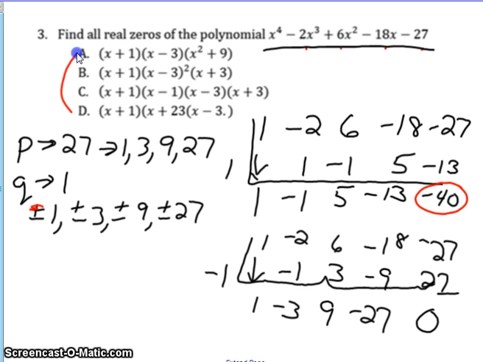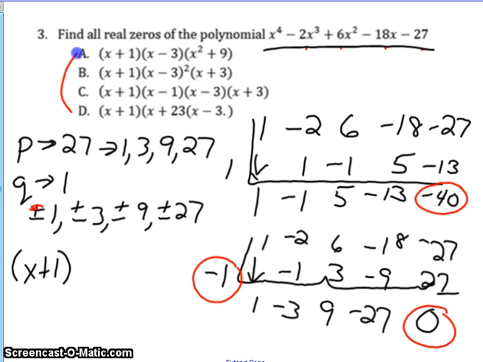So this is what we're looking for, that this number was 0. We got it. That's great. That means that x equals negative 1 is one of the solutions. And what it also means is that x plus 1 is a factor.